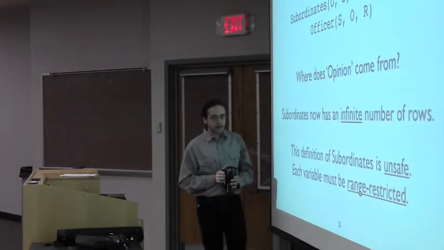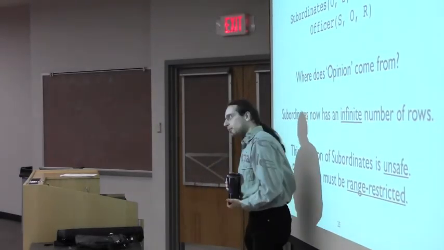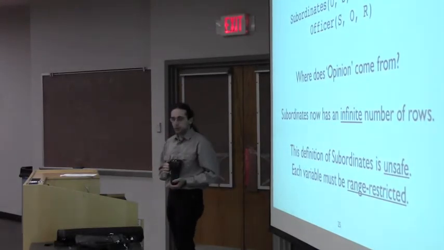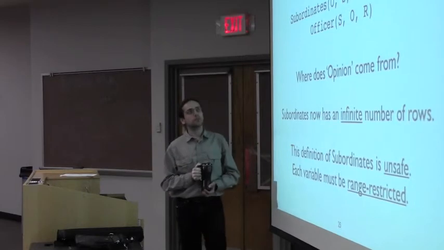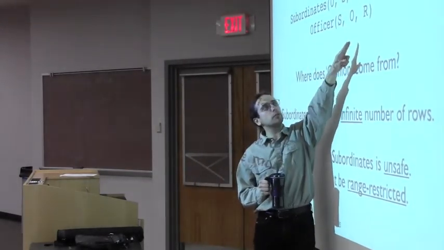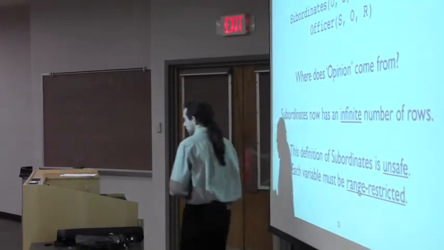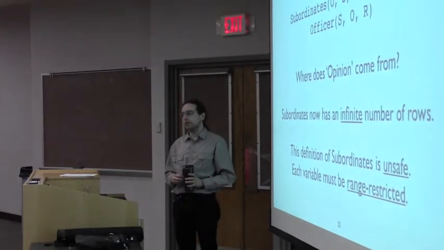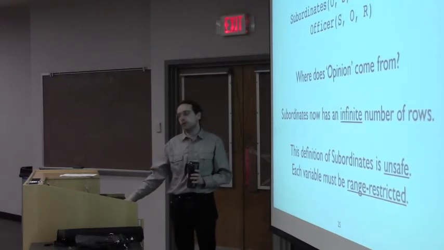We refer to this as subordinates being unsafe, and in particular, the variable opinion is unsafe, or also this can be referred to as the variable is not range restricted. So if a variable appears bound to a relation in the body, then that's what it means for it to be range restricted. Because we only have a finite number of values that can satisfy that particular condition.